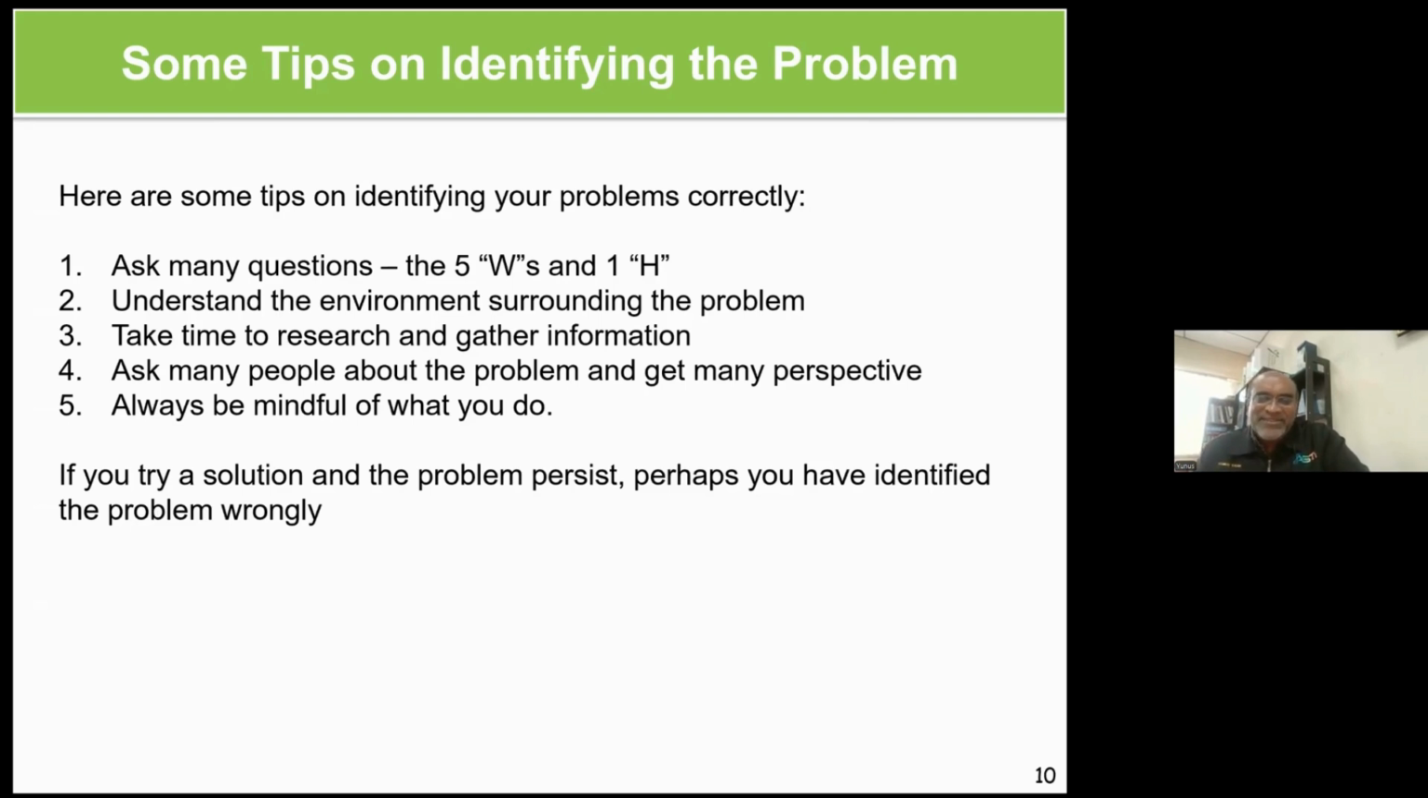Then you also need to make sure that you do as much research and gather as much information as possible related to the problem, right? Looking at all the different aspects, which is related to number 4 as well, perspective, right? All the different aspects of the problem, right? So you need to look at the problem from the environmental point of view, from the people point of view, from the administrators point of view, from the engineering point of view, and stuff like that. You need to look at the problem from all the different directions.